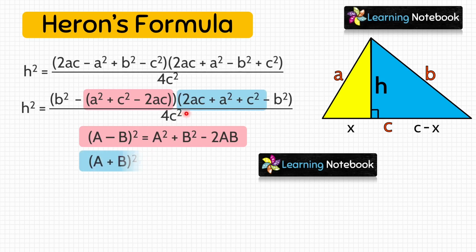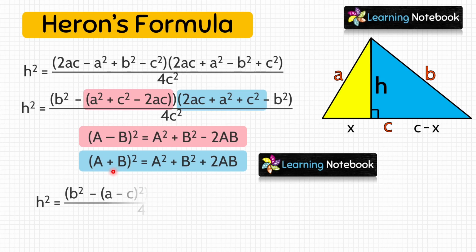Similarly, take a look at the blue highlighted term. It is in the form of a square plus b square plus 2ab. So we can write it as a plus b whole square. So now we have written a square plus c square minus 2ac as a minus c whole square and 2ac plus a square plus c square as a plus c whole square.